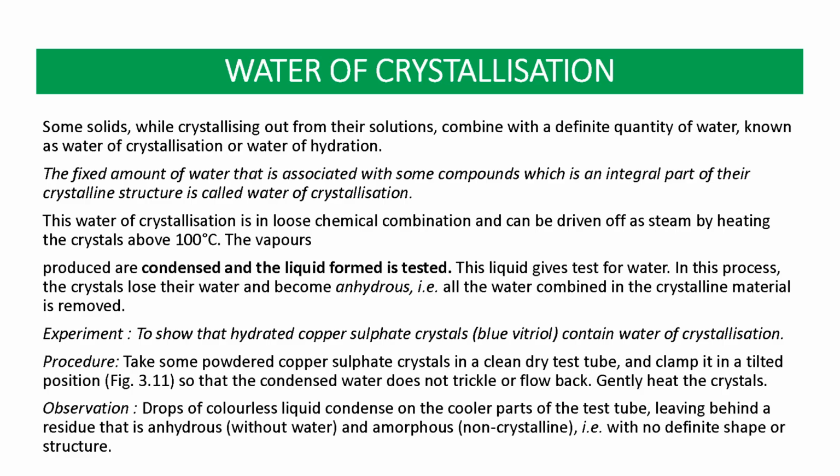Observation: drops of colorless liquid condense on the cooler part of the test tube, leaving behind a residue that is anhydrous and amorphous. Amorphous means non-crystalline, with no definite shape or structure. So if we want to remove the water of crystallization from a substance, we heat the substance, then the water of crystallization will be removed and it will become anhydrous.